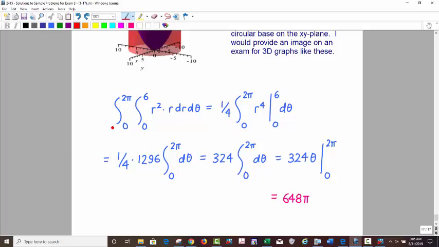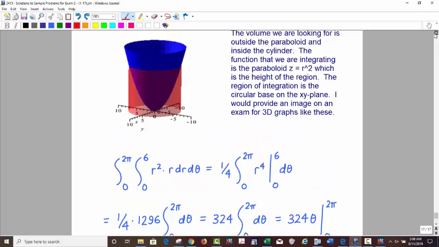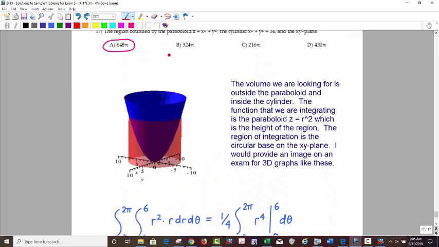So once you get this set up, it's not too bad. R cubed will be 1/4 r to the 4th. Put in 6 and 0. 6 to the 4th is 1296. 1296 divided by 4 is 324. 0 to 2 pi, d theta makes that theta. So then it's just 324 theta. Put in 2 pi, put in 0, so you multiply it. And you get this answer right here, 648 pi.